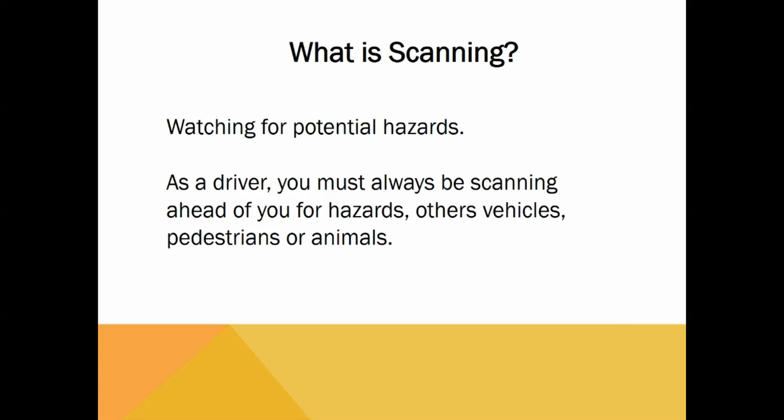That involves scanning. You must always be scanning for hazards, for other vehicles, for pedestrians, for wildlife if you're on the highway. So you never want to be just fixated on one single spot. You don't want to just be zoned in on the pavement of the road, because then your focus is only going to be on the road, and you're going to miss all the other things that could be happening around you and around your vehicle.